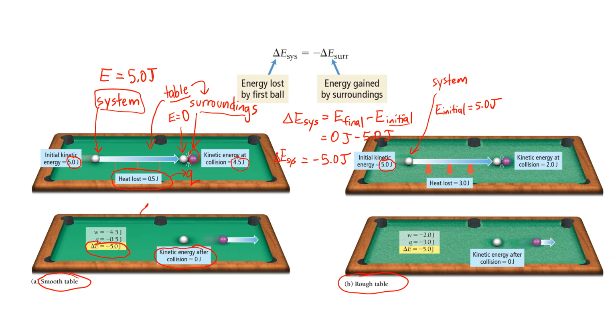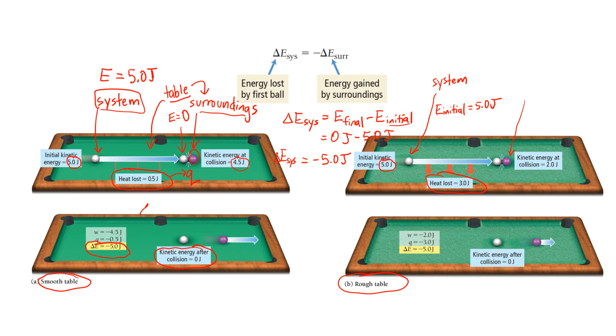Okay? Now, it's rolling down a much more rough table than what we looked at before. And if that's the case, there's going to be more friction with this table. And the white ball, as it's rolling down the table with its 5 joules of energy, the friction from the table is going to have 3 of those 5 joules lost to the table as heat. And remember, the table is still the surroundings, okay? The purple ball is also the surroundings, right? If the white ball is the system, the table and the purple ball are the surroundings, because that's where the energy is getting transferred to, right?